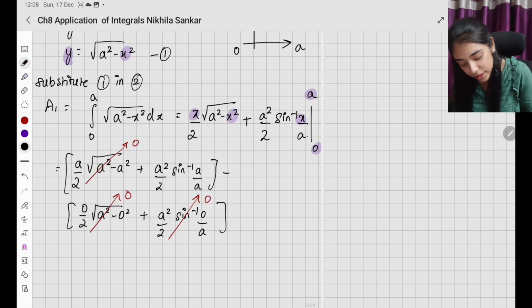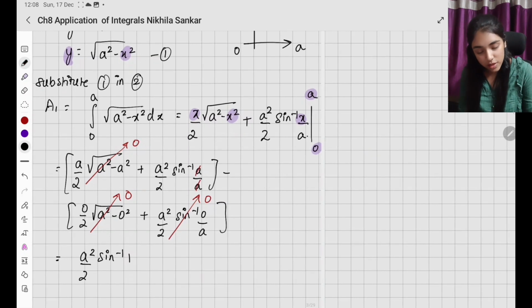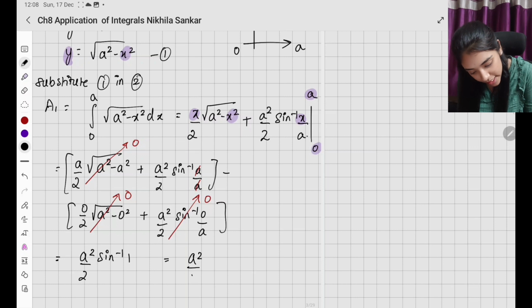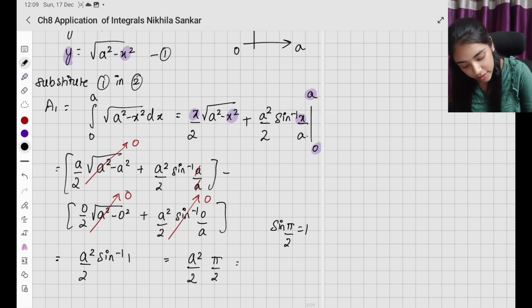So what am I left with now? I have a square divided by 2 sin inverse of, here the a and the a get cancelled, so I'll have sin inverse of 1. What is sin inverse of 1? A square by 2 is a constant, it stays as it is. Sin inverse 1 is going to be pi divided by 2. Correct? Now sin pi by 2 is 1. Sin pi by 2 is going to be 1. So sin inverse of 1 is pi divided by 2. So I have pi a square divided by 4.